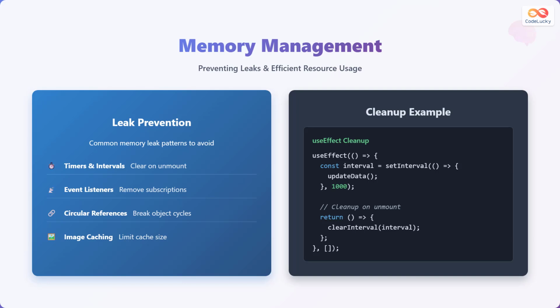Image caching needs limits to prevent excessive memory usage, especially in apps that display many images or large media files. Component lifecycle management through proper useEffect usage ensures resources are allocated and deallocated appropriately. Regular memory profiling using development tools helps identify leaks and optimization opportunities before they impact production users. Understanding JavaScript garbage collection behavior helps developers write more memory-efficient code that maintains performance across extended app usage sessions.